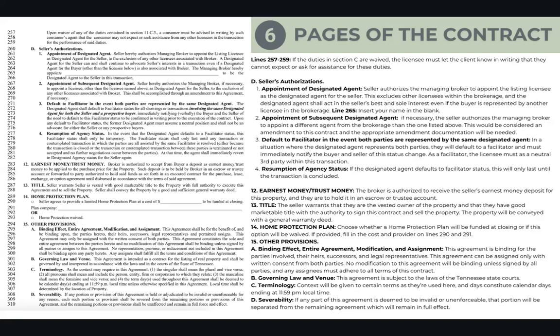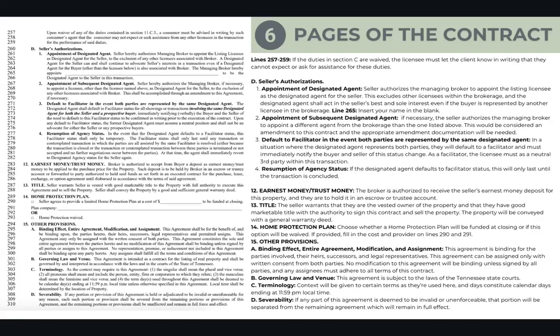D, seller's authorizations. So, appointment of designated agency. The seller authorizes the managing broker to appoint the listing licensee as the designated agent for the seller. This excludes other licensees within the brokerage, and the designated agent shall act in the seller's best interest and sole interest, even if the buyer is represented by another licensee in the brokerage. So you're going to put your name on line 265.